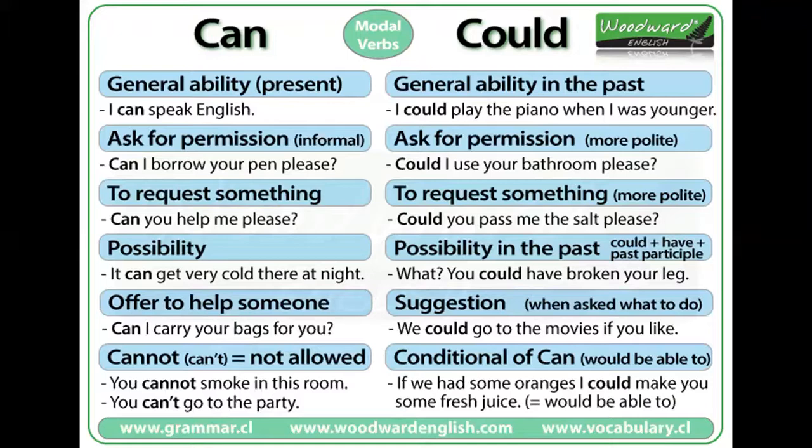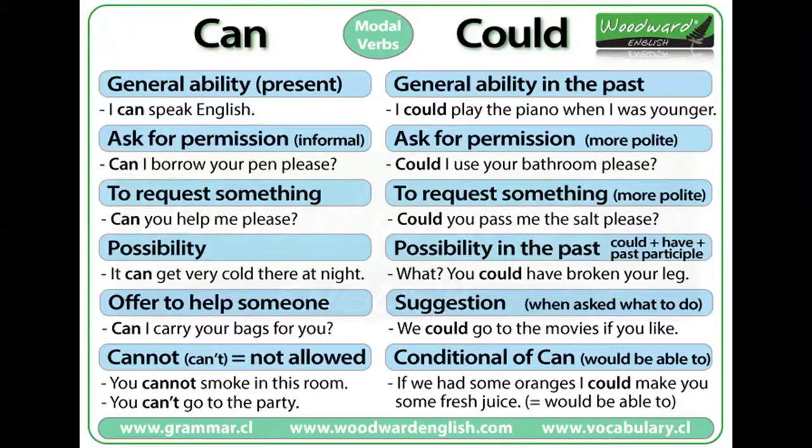Possibility: if there is less possibility of something taking place, then you can use can. It can get very cold there at night. But if you are talking about a possibility in the past, then you will have to use a structure. What is this structure? It means could plus have plus past participle. Past participle means the third form of the verb.